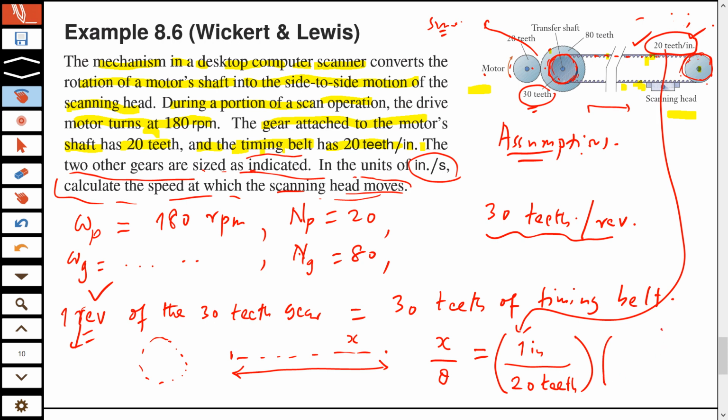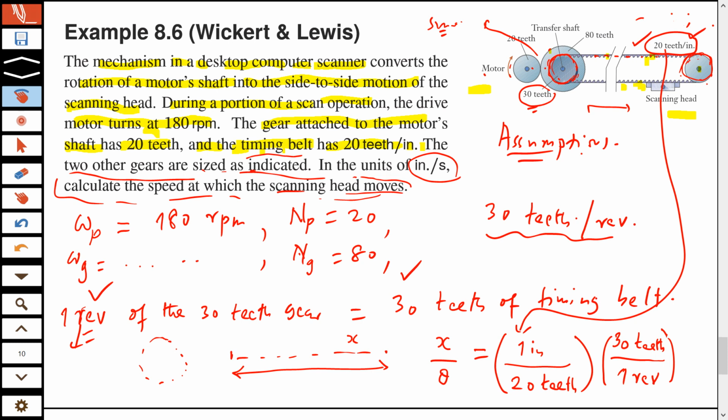Now I need to multiply this, because this is going on in one revolution. So I know in one revolution, I can multiply this with a factor which is one revolution. This is just like unit conversion. And I need to get rid of the teeth. In one revolution, how many teeth? 30 teeth. So you see the trick. I'm using the trick of units here.